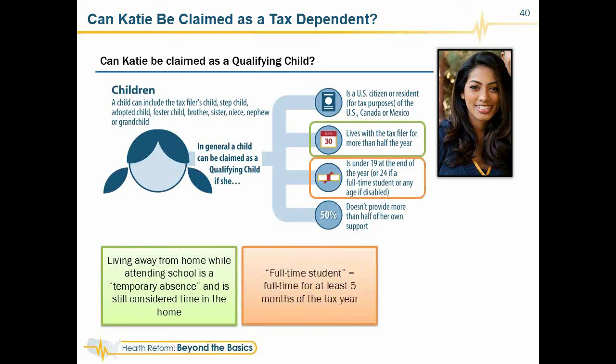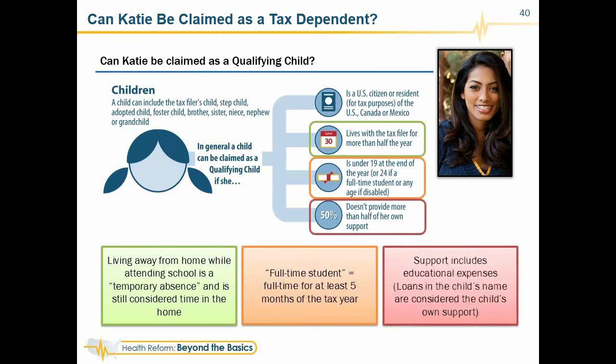Is she under 19 at the end of the year, or 24 if a full-time student? Well, we said she was a full-time student, but she's 22. This might be her last semester in college, and so she's not a student all year, but that's okay because full-time student really means only one semester. You have to be full-time for at least 5 months of the year. And then our final requirement is that Katie doesn't provide more than half of her own support. Well, support includes educational expenses, and loans in Katie's name will be considered support that she's providing.